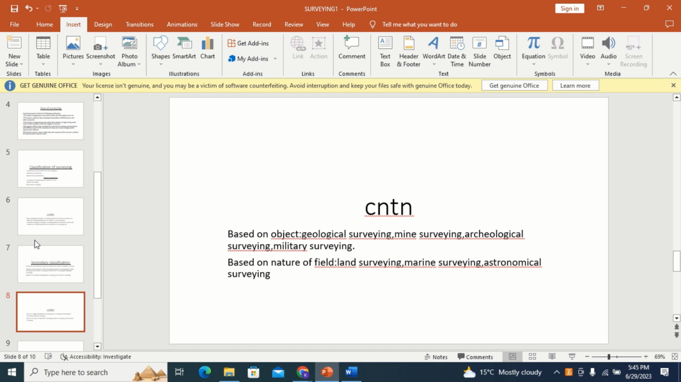Now we are moving to based on the nature of the field. Under it, we have land surveying, which specifically deals with demarcations of land boundaries, and marine surveying, which deals with the marines. And astronomical surveying deals with astronomy, such as the moon, stars, and the heavenly bodies.